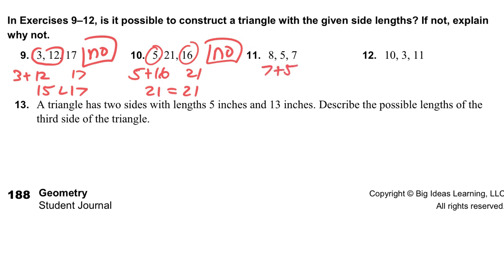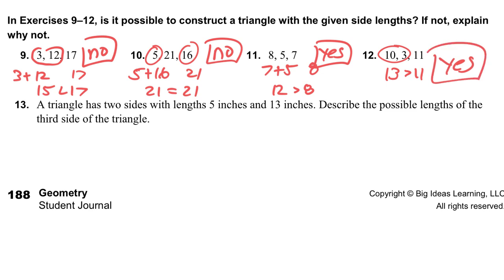Number 11, take the two smaller ones. 7 plus 5. How's that compare to 8? I get 12, which is greater than 8, which is yes. So why does this work? Because of the triangle inequality theorem. Get the theme here, so I'm not going to keep doing those explanations. Last one, I'm going to put these small ones together. I'm going to get 13 compared to 11. That's bigger, so yes, this works.